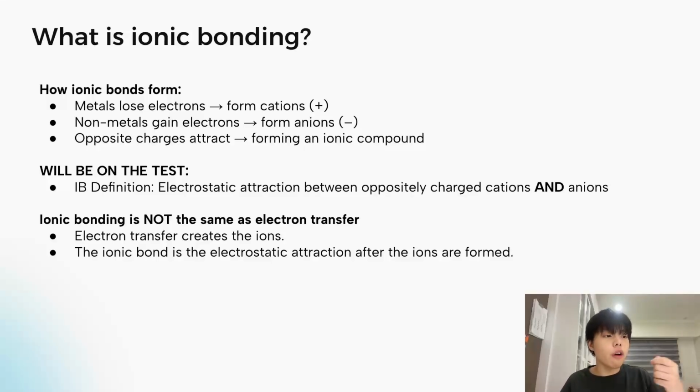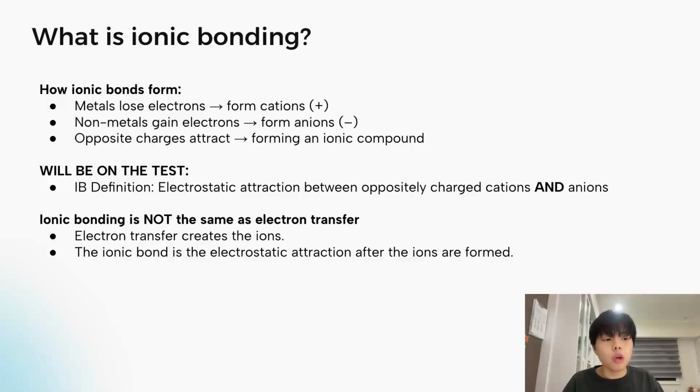The definition of ionic bond provided by the IB is: electrostatic attraction between oppositely charged cations and anions. Missing any part of this definition or explanation will cost you a mark. And these questions often appear as 1 mark Paper 2 questions. So losing any part of the definition means you lose 1 mark. So you might as well remember it to gain that 1 mark, right?